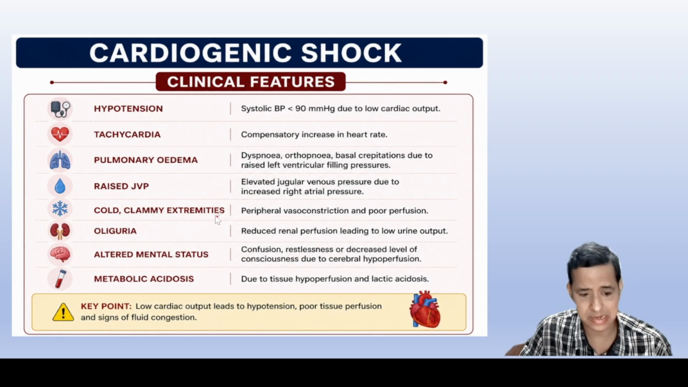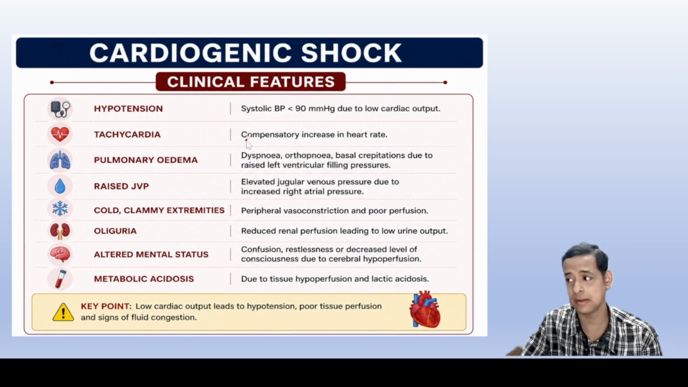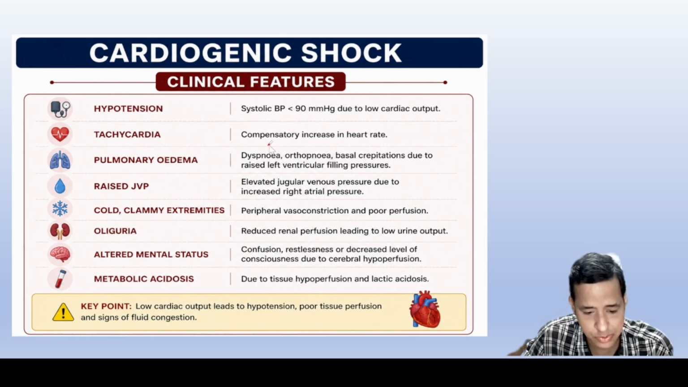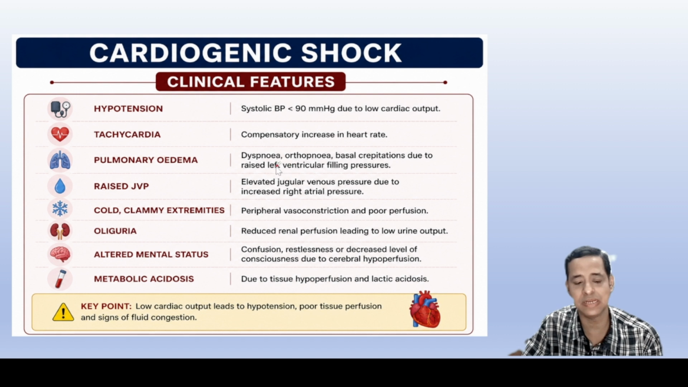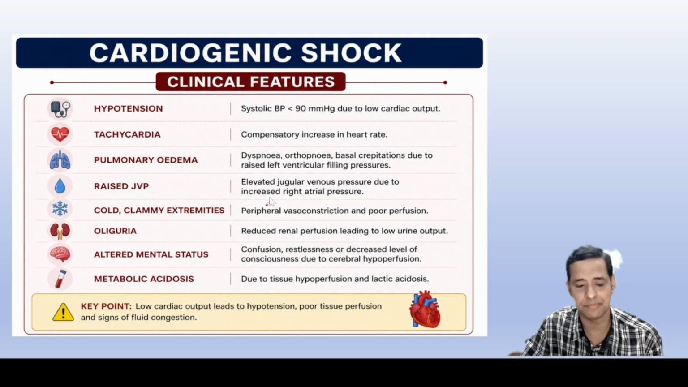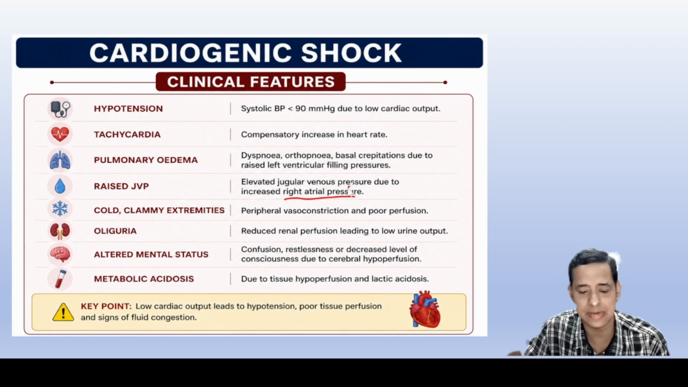Then the clinical features. We can see hypotension in both cardiogenic shock as well as hypovolemic shock. Tachycardia, which is due to a compensatory increase in heart rate, is a similar feature. Next is pulmonary edema, which may present with dyspnea, orthopnea, and basal crepitations due to raised left ventricular filling pressures. Raised JVP means elevated jugular venous pressure, which is due to increased right atrial pressure. You have to know that.